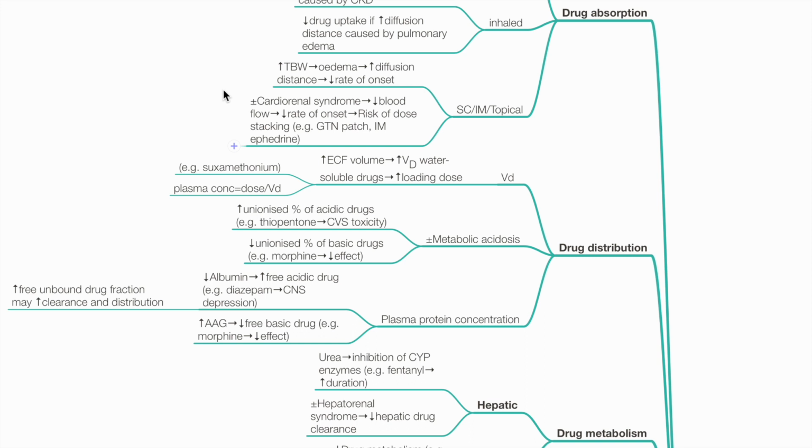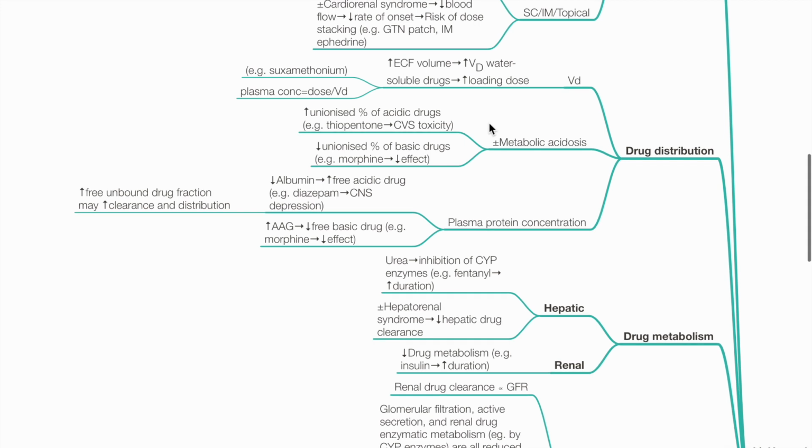If cardiorenal syndrome is present, reduced blood flow leads to reduced drug onset. There is risk of dose stacking, for example for GTN patch and IM ephedrine. Drug distribution. CKD causes increased ECF volume, which increases volume of distribution of water-soluble drugs. There may be a need to increase loading dose to achieve target plasma concentration. Example of water-soluble drug is suxamethonium.